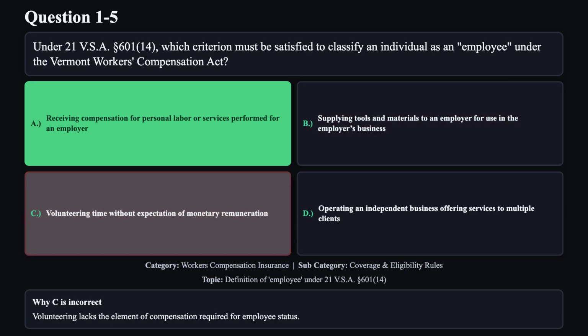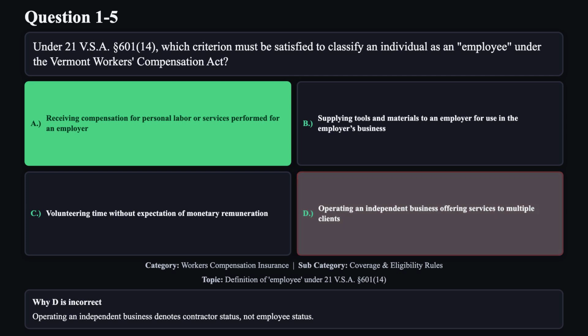Reason C is not correct. Volunteering lacks the element of compensation required for employee status. Reason D is not correct. Operating an independent business denotes contractor status, not employee status.